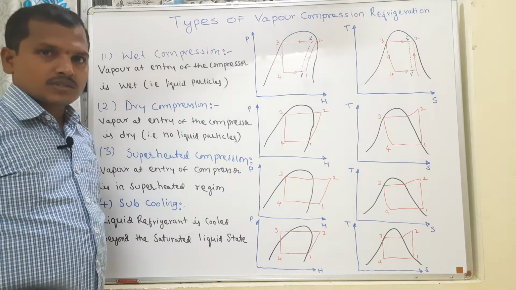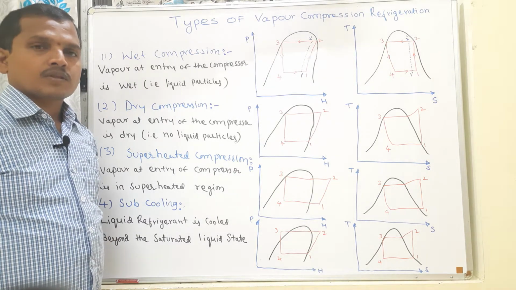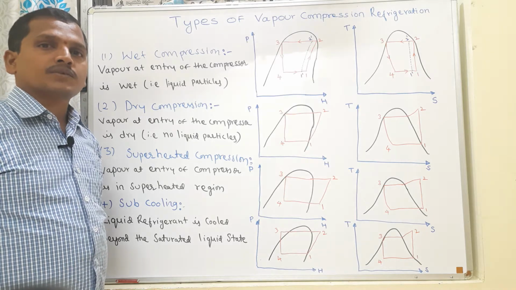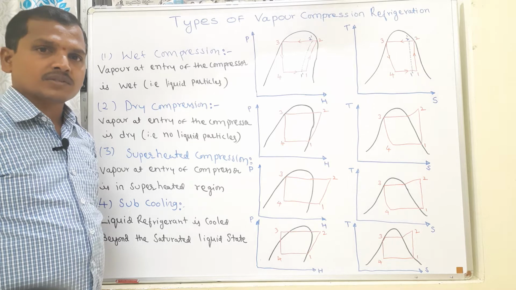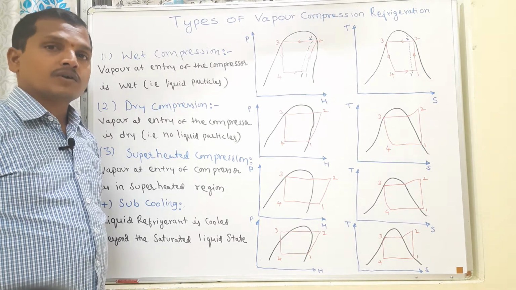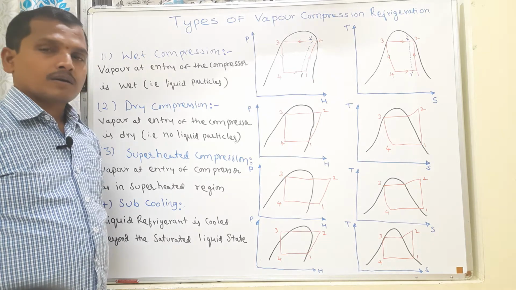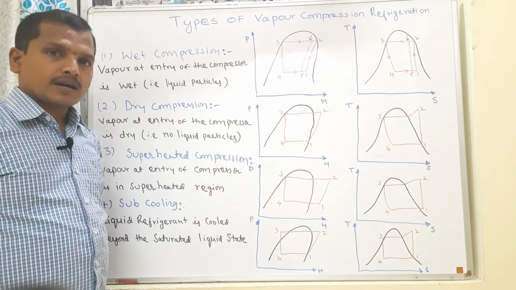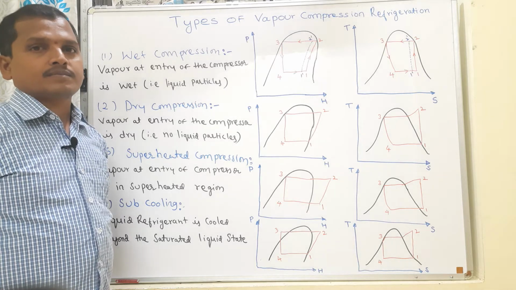In the last class we discussed what vapor compression is, what the processes in a vapor compression refrigeration system are, and what the main components in the vapor compression refrigeration system are. So what are the main components? Compressor, condenser, expansion valve and evaporator.